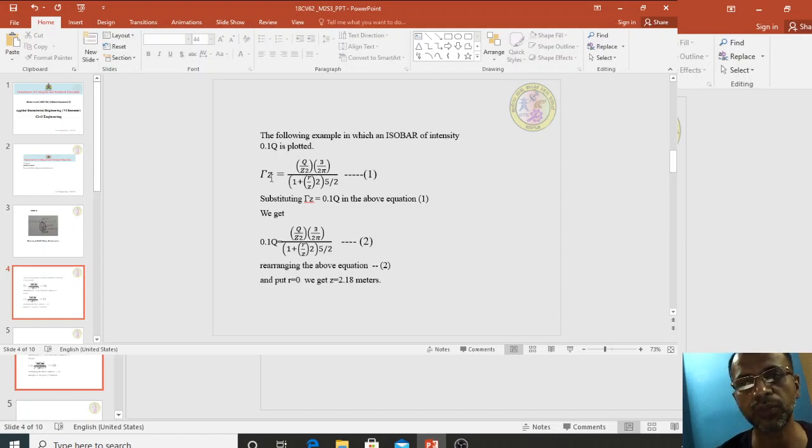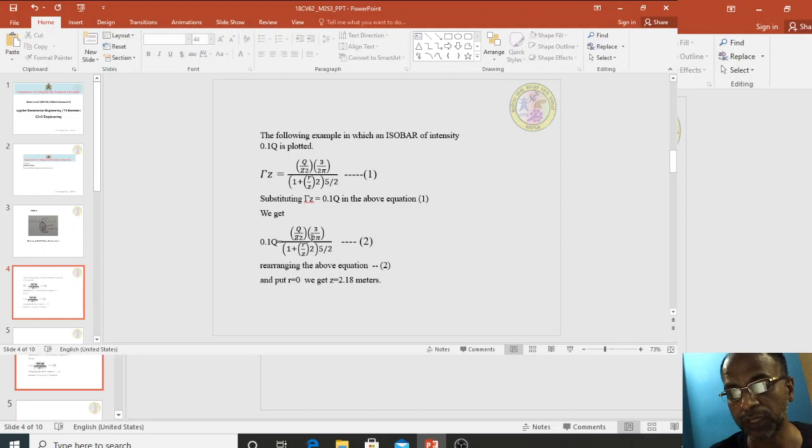From Boussinesq's stress distribution theory, sigma z is equal to Q by z square into 3 by 2 pi divided by (1 plus (r by z) whole square) whole to the power 5 by 2. Substituting sigma z equal to 0.1 times Q in the above equation, we get 0.1 times Q is equal to Q by z square into 3 by 2 pi divided by (1 plus (r by z) whole square) whole to the power 5 by 2. Now take the denominator to the LHS side, so 0.1 times Q into (1 plus (r by z) whole square) whole to the power 5 by 2 is equal to Q by z square into 3 by 2 pi.